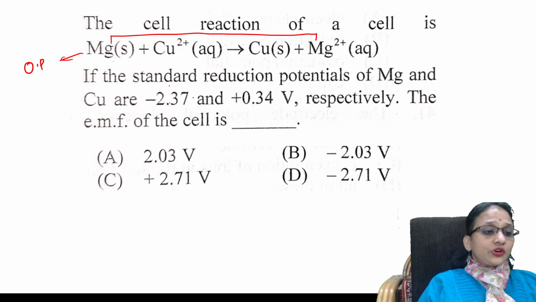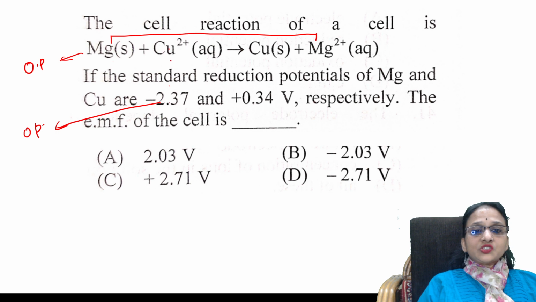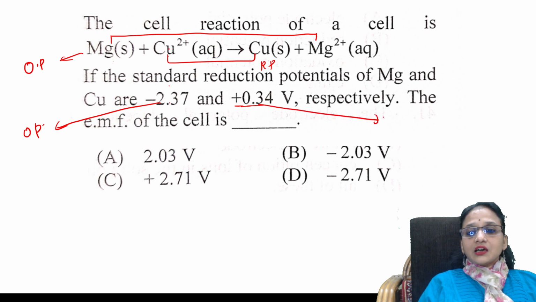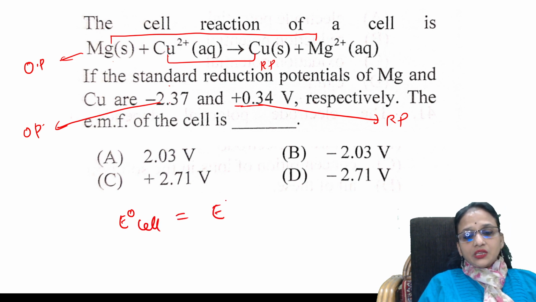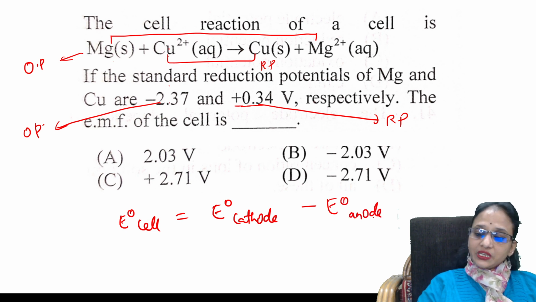So 0.23 is which one, students? This is oxidation potential. Copper from plus 2 is going to 0. Correct? This is a reduction potential. So this particular thing is RP. That's all. EMF of the cell, easy. E naught cell is equal to E naught cathode minus E naught anode. That's all. Do I have a page back? No, I don't have. I'll do it here only.